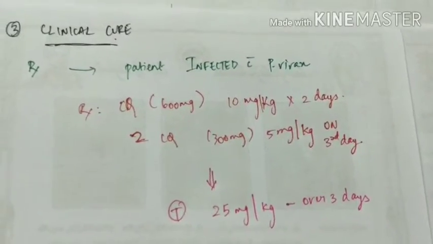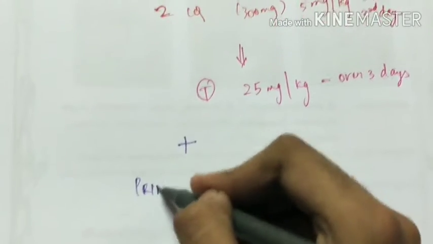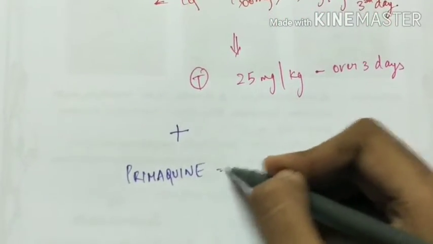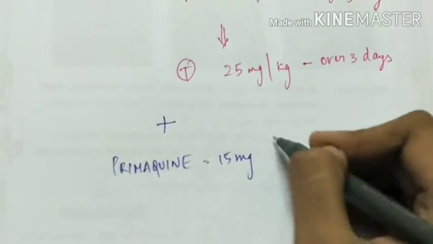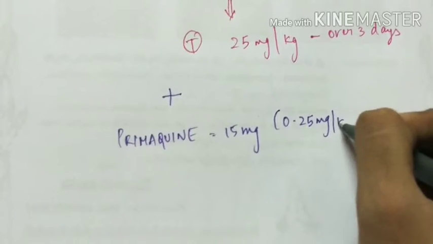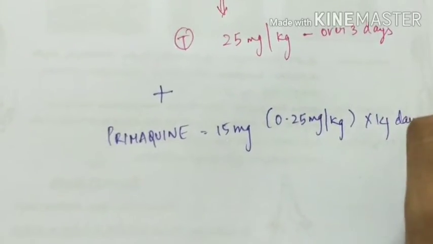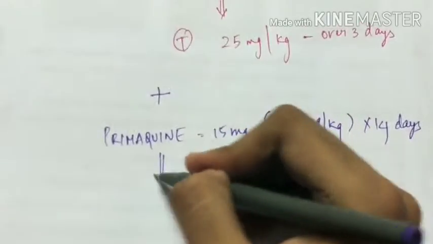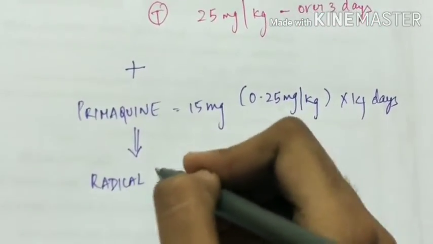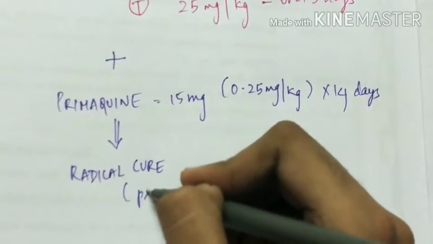Along with this, primaquine 15 milligram is given as 0.25 milligram per kg for 14 days. This is for radical cure, to prevent the relapse.